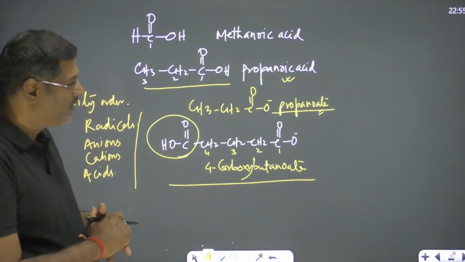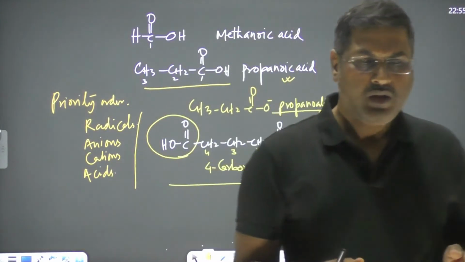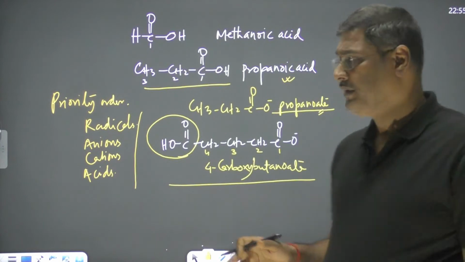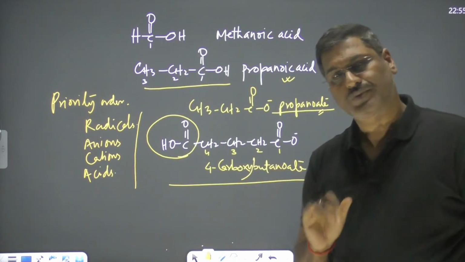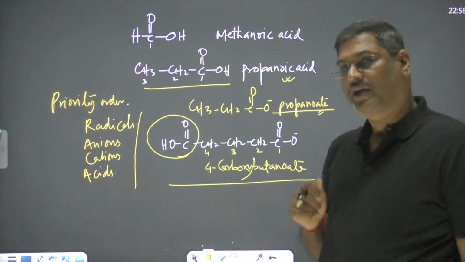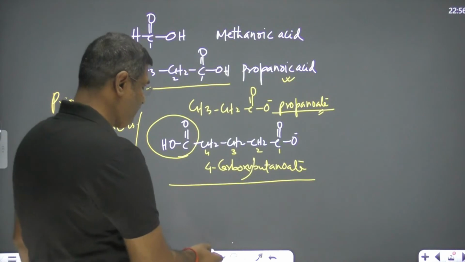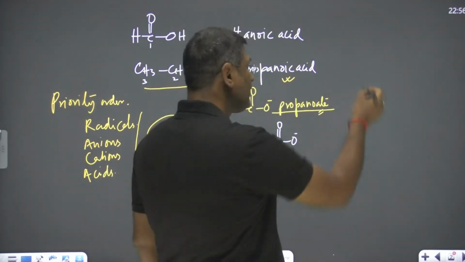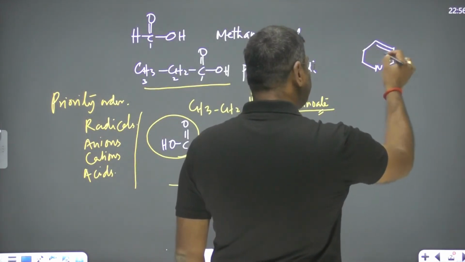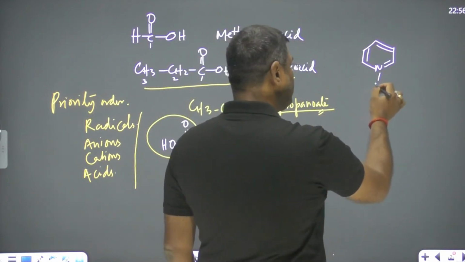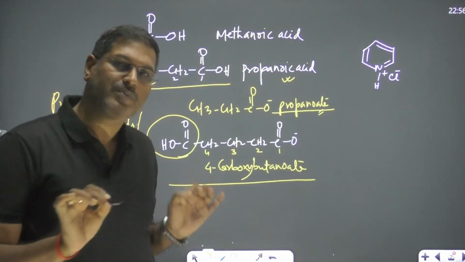I hope you got this point, how and where the prefix of COOH group is used. Let's take one more example. This one is pyridine. When this reacts with HCl, this forms like this, and this one is pyridinium chloride.